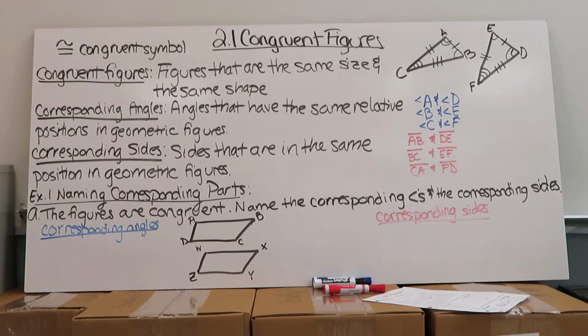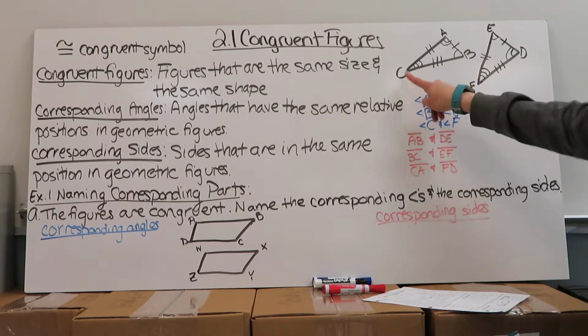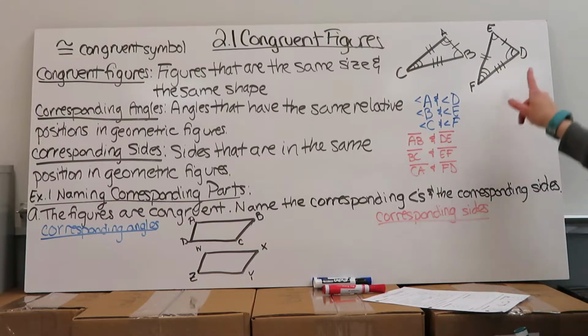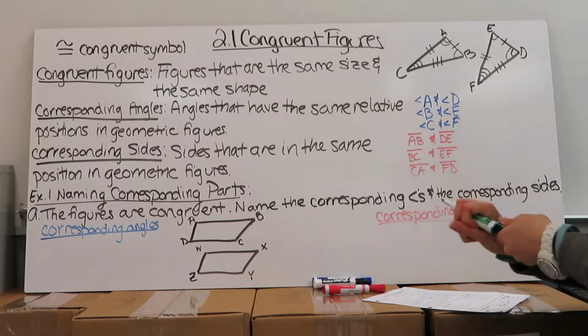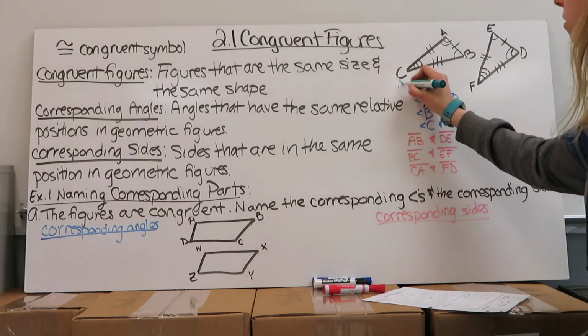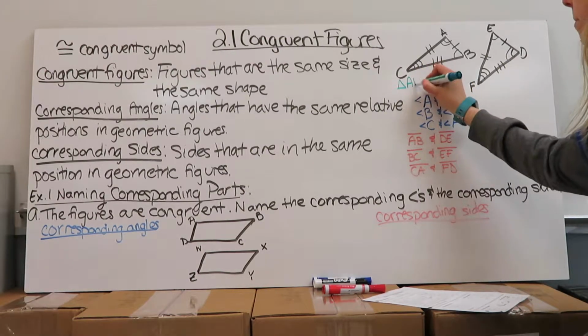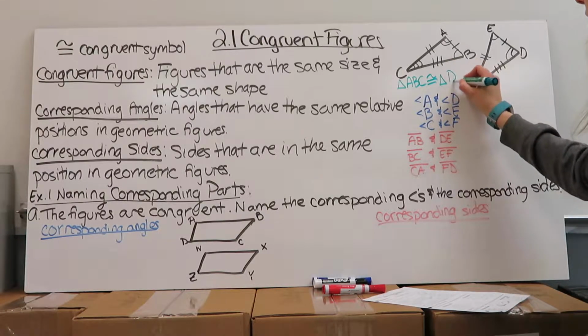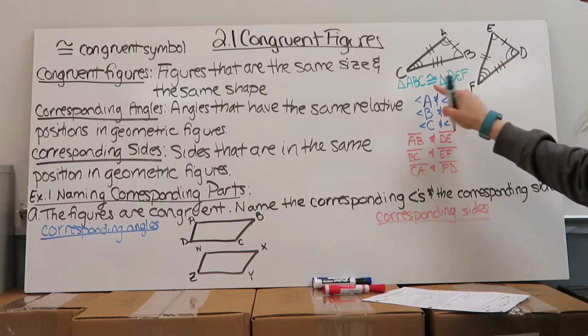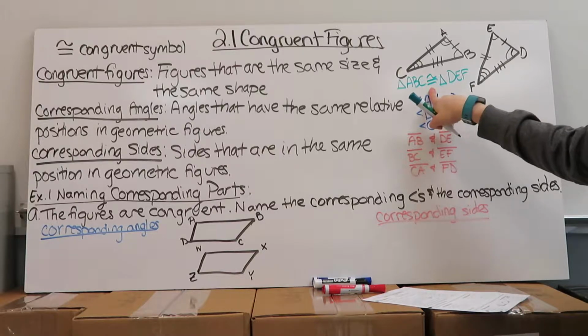Congruent figures. Congruent figures are figures that are the same size and the same shape. So we have triangle ABC, which is congruent to triangle DEF. One way that you would write that in shorthand is using the triangle shape, writing ABC, and that is congruent to triangle DEF.